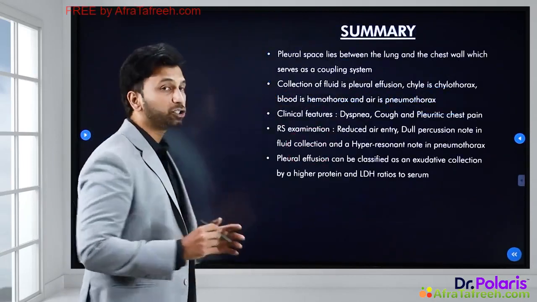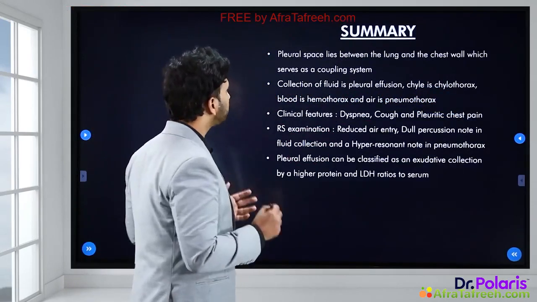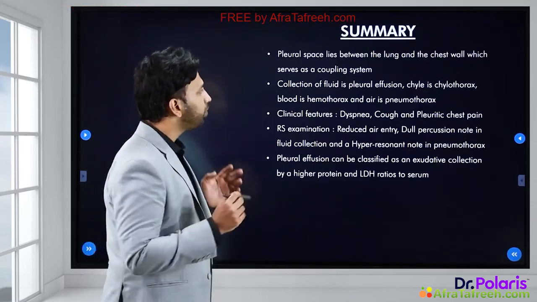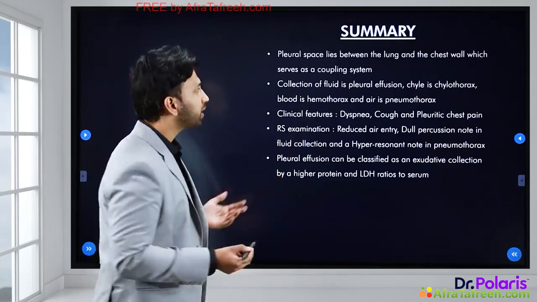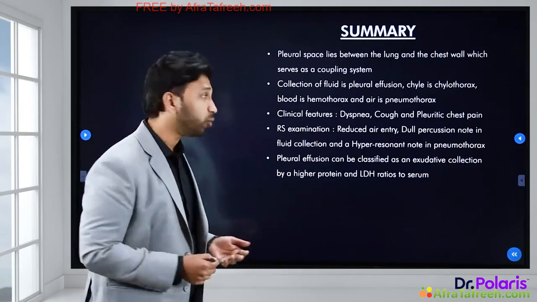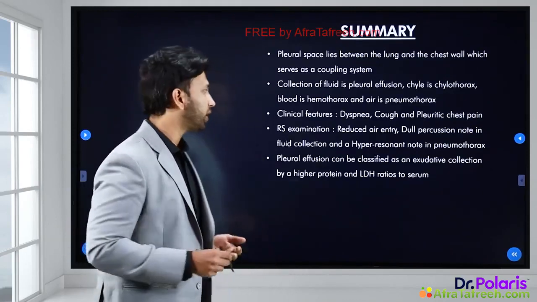To summarize disorders of pleura, the pleural space lies between the lung and the chest wall, which serves as a coupling system. Collection of fluid in the pleura is pleural effusion. Collection of chyle is chylothorax. Collection of blood in the pleural cavity is hemothorax. And similarly, collection of air in the pleural cavity is pneumothorax.